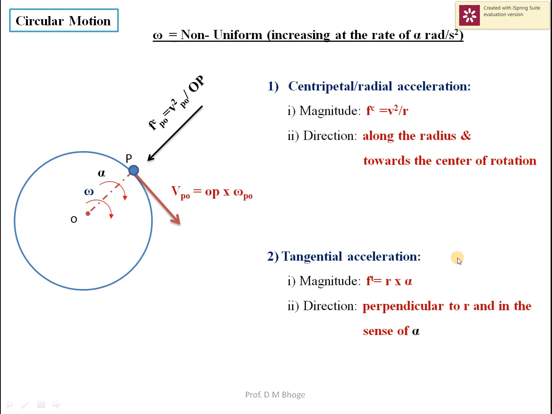That acceleration is called tangential acceleration. Magnitude of this is equal to r into alpha and its direction is perpendicular to radius of rotation. Since this acceleration has to account for change in v, and change in v occurs in its own direction, this acceleration will point in the direction of change in v. So this is tangential to the path of motion or perpendicular to radius of rotation.